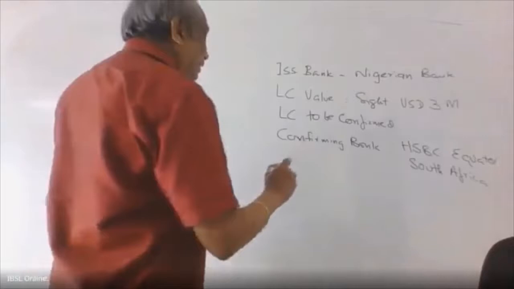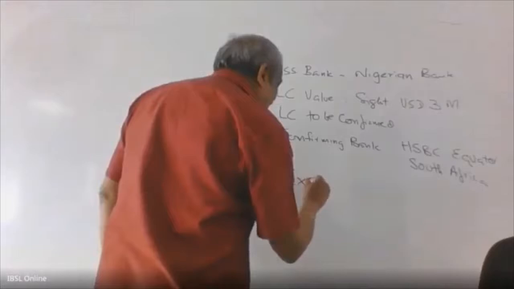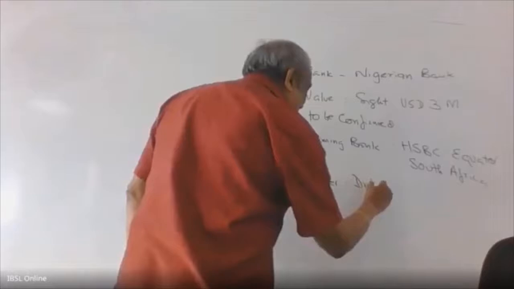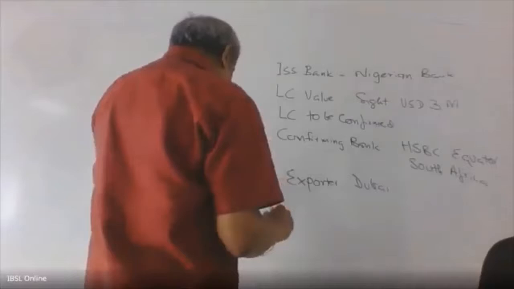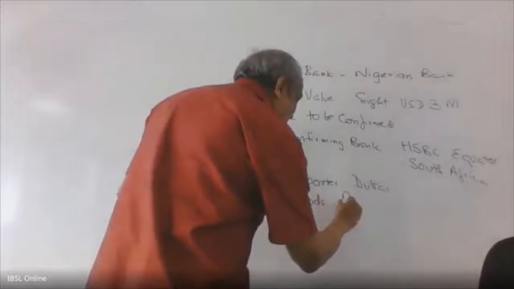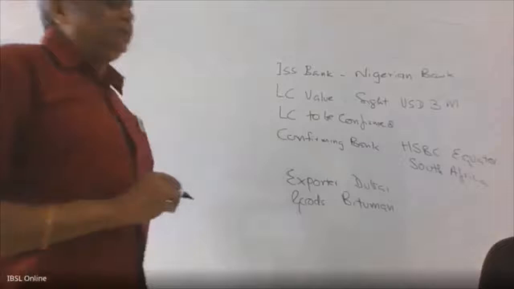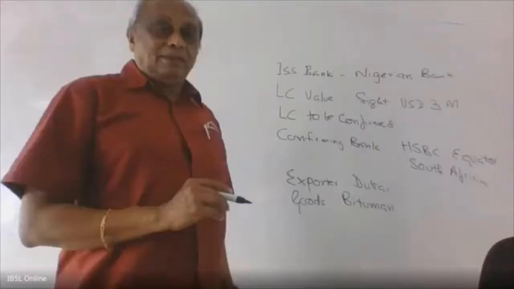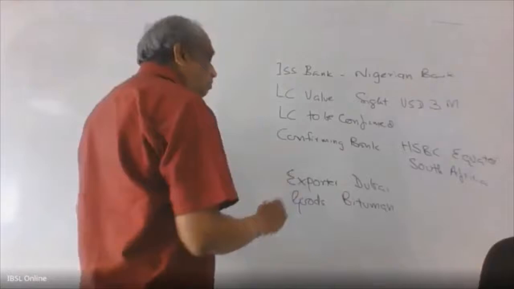Then the exporter, or the seller, is from Dubai. Goods: bitumen. What is bitumen? Tar. Very good. Right. Exporting country, or the shipment from?